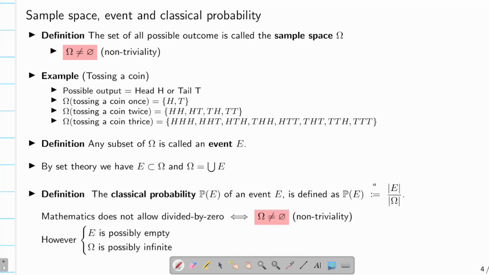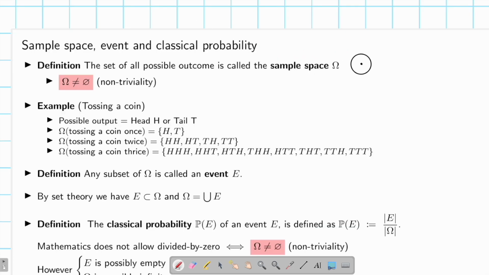Terminology of probability. We are going to use set theory to discuss what probabilities are. First we will talk about what is sample space, event, and classical probability. Definition: the set of all possible outcomes is called a sample space. Omega, this is a capital letter, this is a small letter, omega. So basically, what is sample space? Just all the possible outcomes.